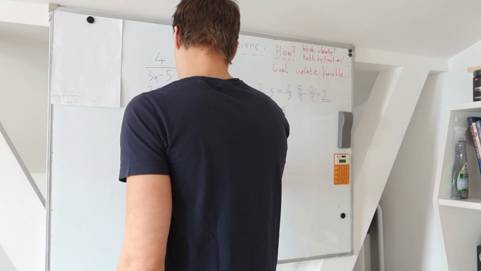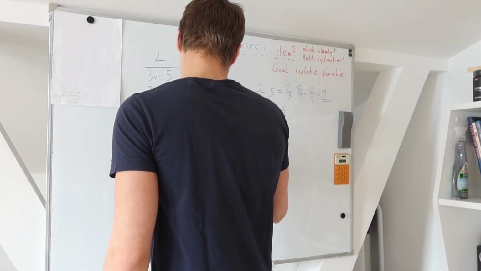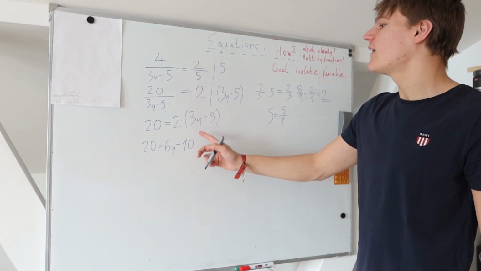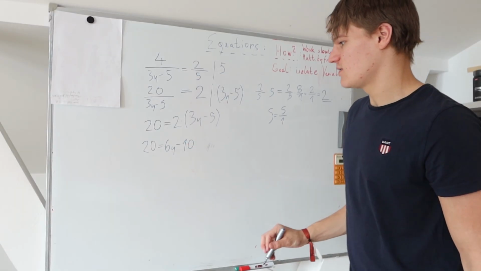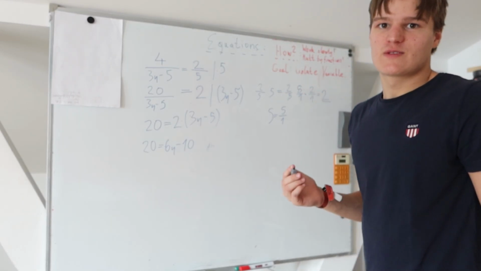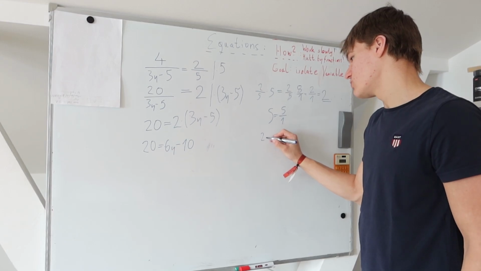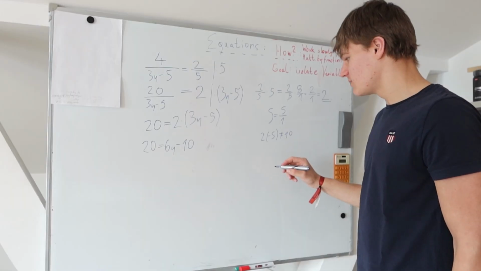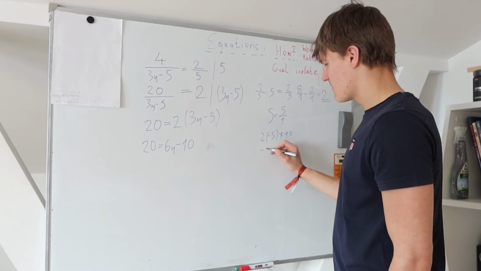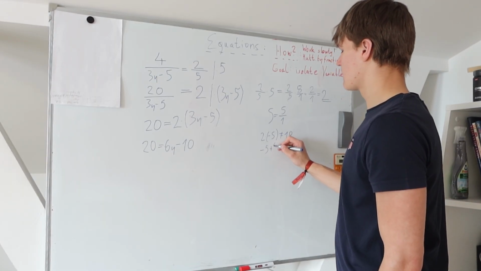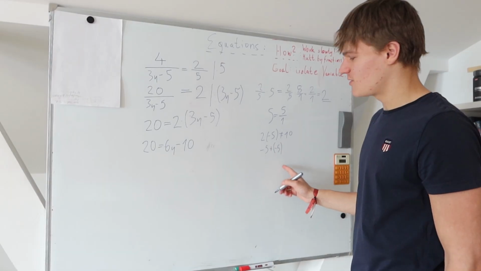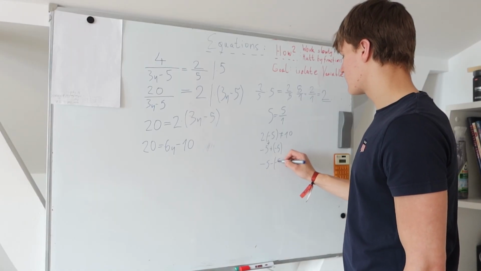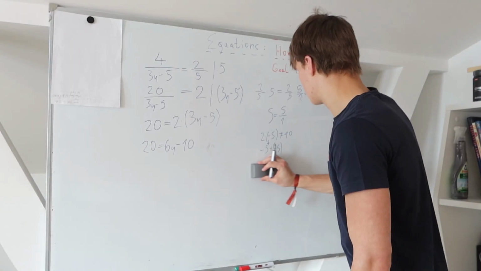Let's actually calculate this out. 20 is equal to 6y minus 10. Right? You guys get that? 2 times 3y is 6y, and then 2 times minus 5 is minus 10. Great. Why is 2 times minus 5 not plus 10? Because 2 times minus 5 means minus 5 plus minus 5. This is what this means. It's not minus 5 minus minus 5, right? That's 0. That's nothing. Good.